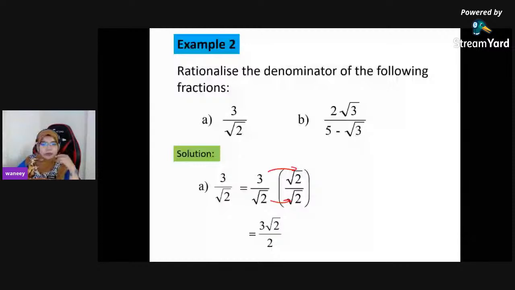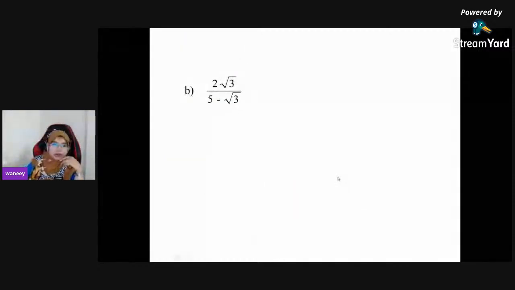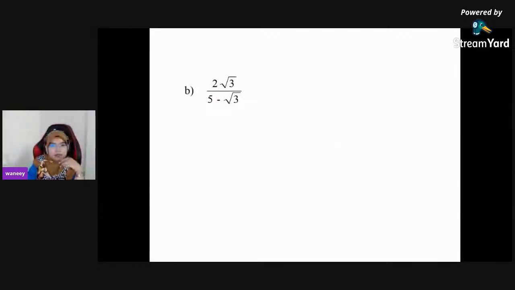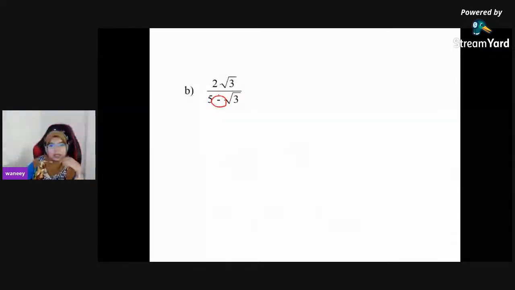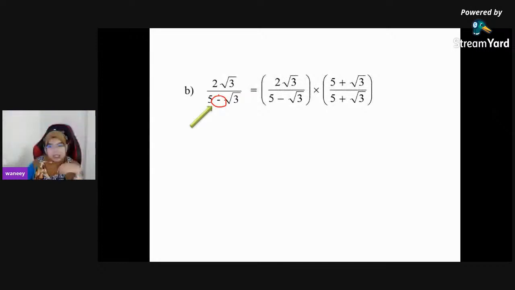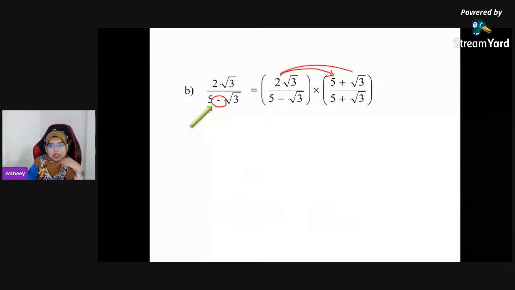Okay. Right. So now let us do B. We have 2 surd 3 over 5 minus surd 3. So of course you times with the conjugate of this. So simply change this sign, so times with 5 plus surd 3 over 5 plus surd 3. And then we're going to expand them. So this one times with this, times with this. So 2 surd 3 times with 5. So 2 times 5 first, so it will become 10 surd 3.